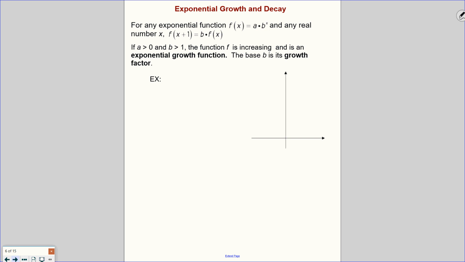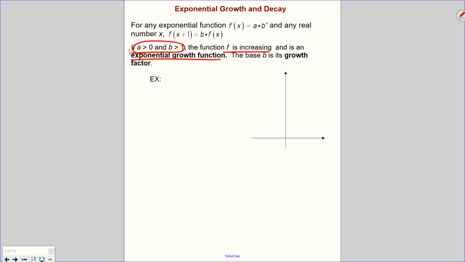So if we look at the combination or the results of that, we see that it's called an exponential growth function if the function's increasing, and we'll talk about growth first and then we'll do decay. So when you have a times b to the x, if a is positive and b is greater than 1, then f will be increasing and it's a growth function. And b would be called the growth factor. So you can fill those things in on your notes.